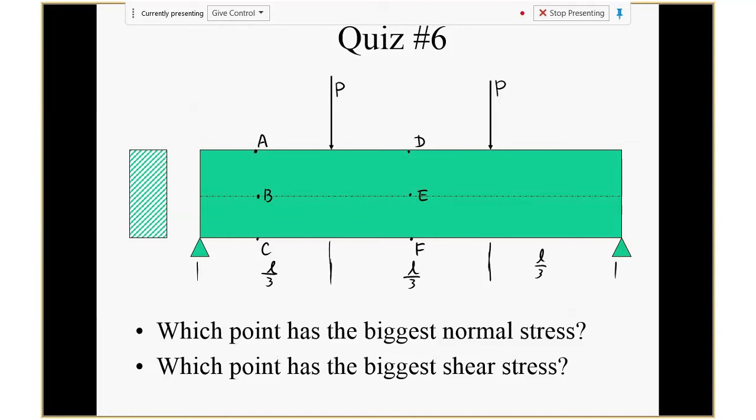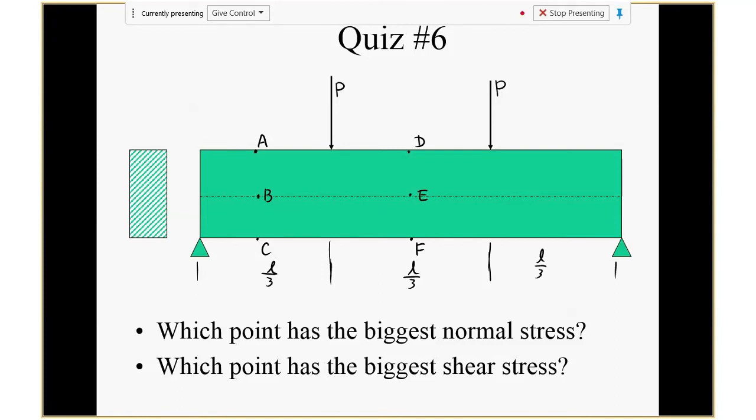Now, what about point E? What's the shear force V at this cross section, DEF? It's 0, right? So therefore, there won't be any shear stress in DEF. So the only answer will be point B. Remember the shear force diagram? The shear will be going up and then coming down to 0, and then going down and then up. So here V equals 0. How can you have shear? Tau must be 0.